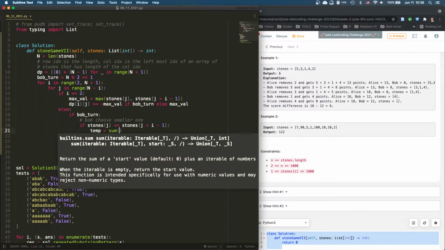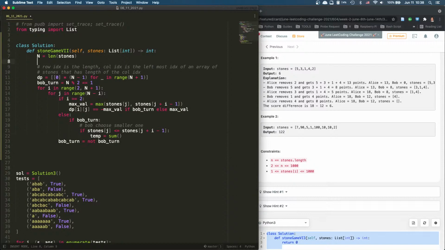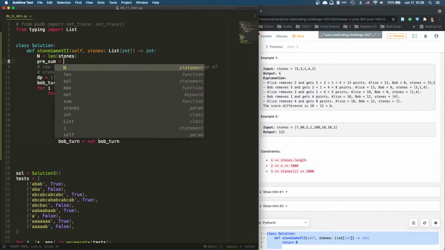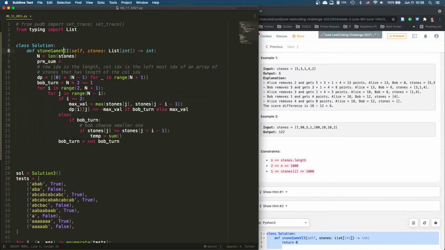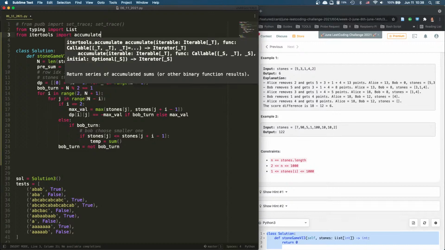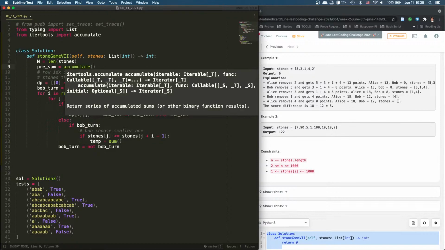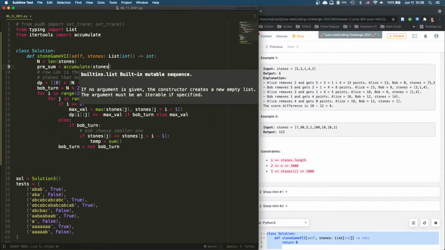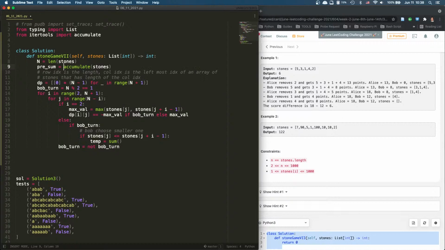I mean, we can even make it faster if we do a prefix sum. If we do a prefix sum, that will make it faster. Okay, let's do a prefix sum as well. So we're gonna say presum equals accumulate, right? Which is from itertools import accumulate. So let me just say accumulate stones, right? And then we'll list this.